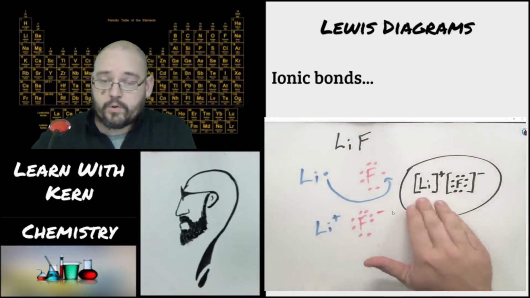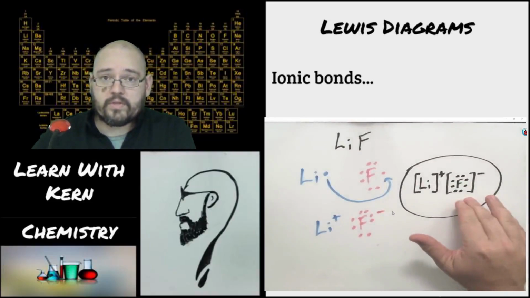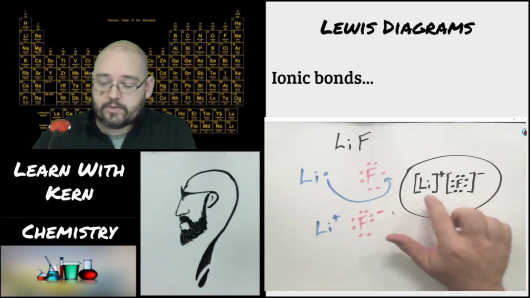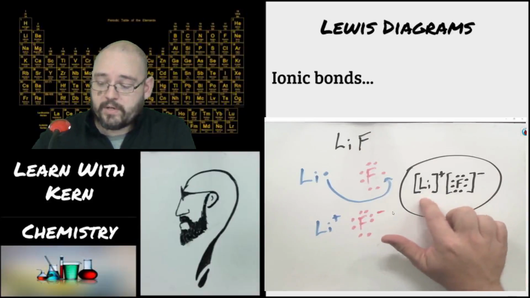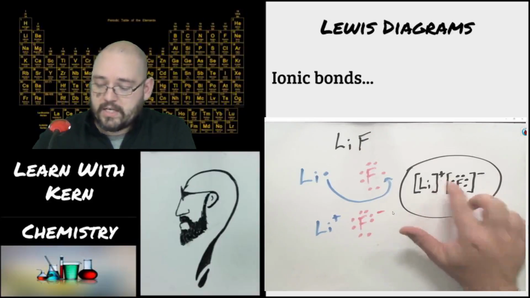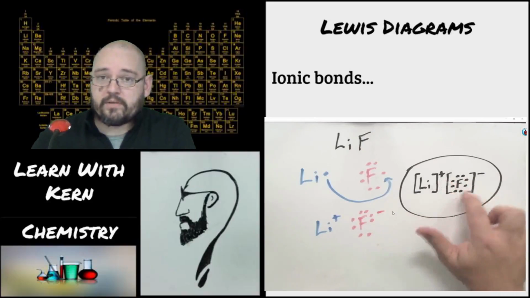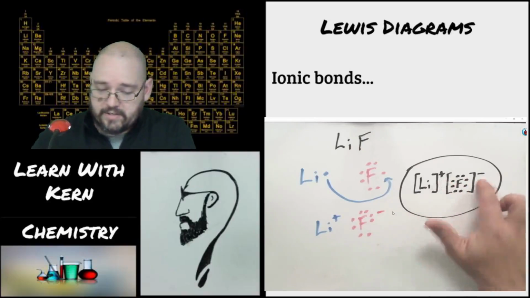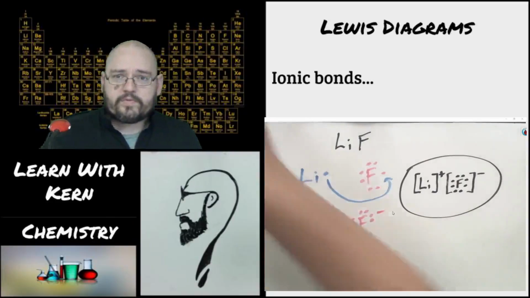So we simply move the dot for the lithium over to the fluorine, and so lithium has no dots because it's given it up, and we put it in brackets with its charge. And we do the same thing with fluorine. We have all 8 of its dots with brackets and its charge. Okay, that one's fairly simple.